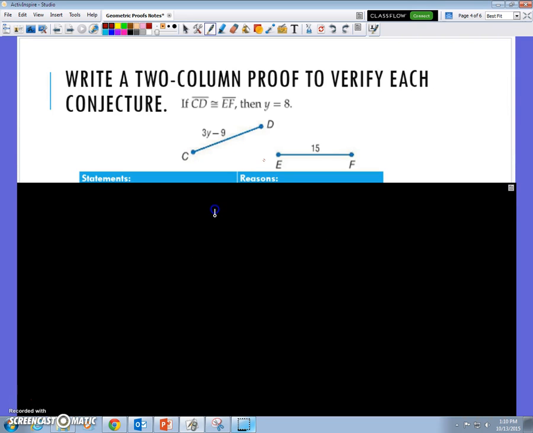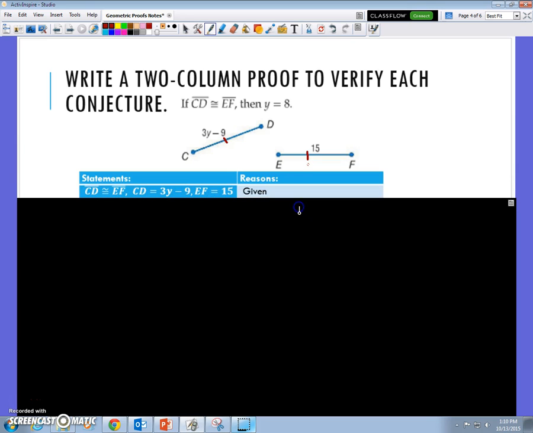Okay. Once again, we have this nice little proof here that we're going to have to do. It says write a 2-column proof to verify each conjecture. So it's giving us that segment CD is congruent to segment EF. It's saying that this guy is equal to this guy. They are equal parts, equal lengths. So we're going to start with the things that we know. Okay, we know that CD is congruent to EF.